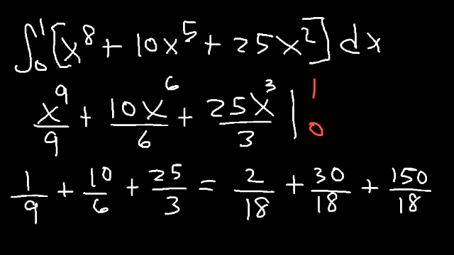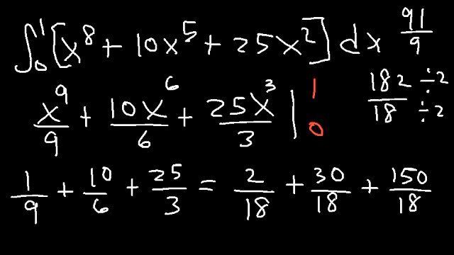2 plus 30 plus 150 is 182 over 18. And we could divide both numbers by 2. Half of 182 is 91. Half of 18 is 9. So we get this answer again.